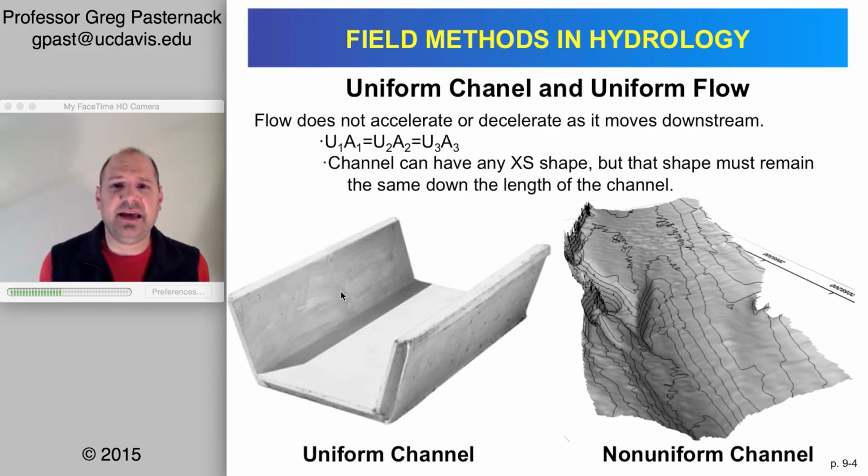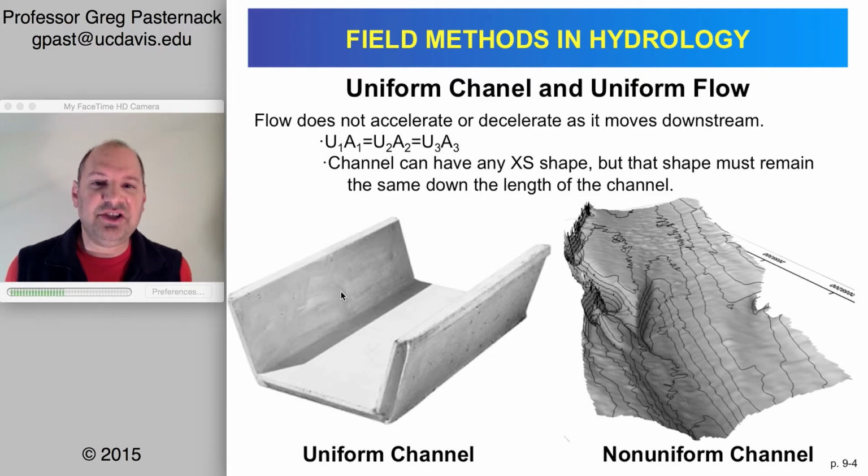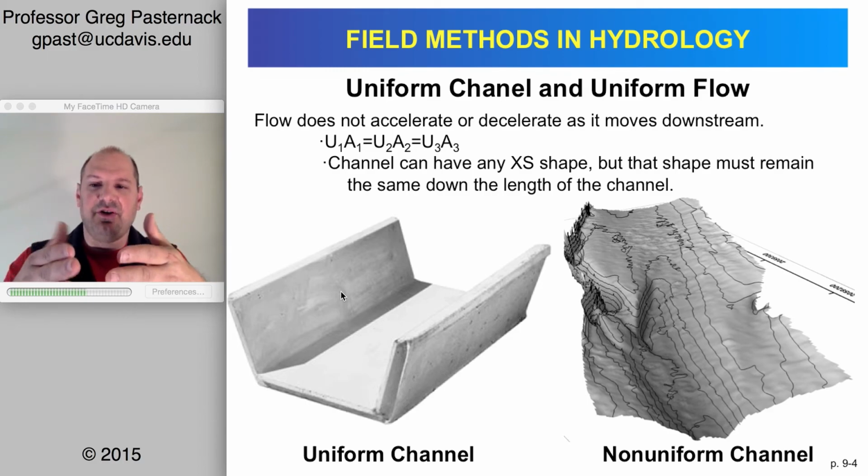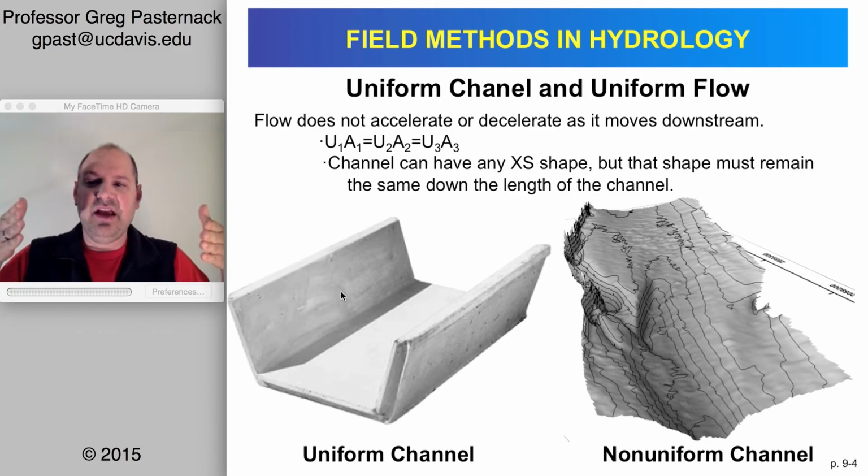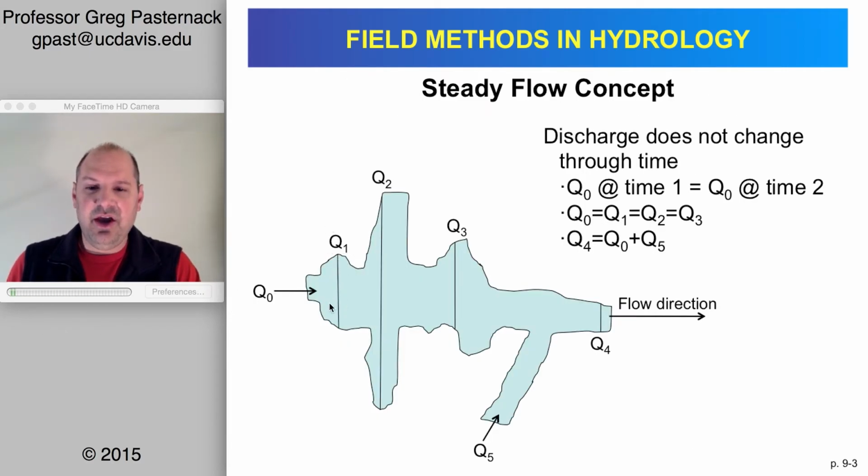Another important concept along with steady flow is the idea of uniform channel and uniform flow. Uniform flow is flow in which the shape of the channel is not causing the flow to accelerate or decelerate as the water moves downstream. For example, if you had a constriction that was coming together like the nozzle of a hose, then water would be converging and expanding. And that kind of is illustrated here by these photos above.